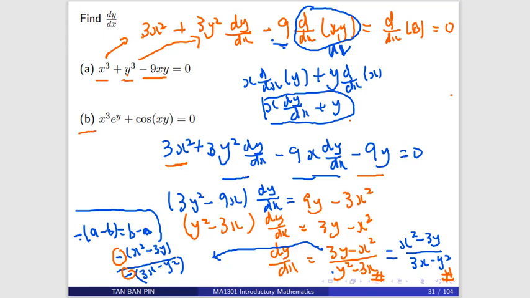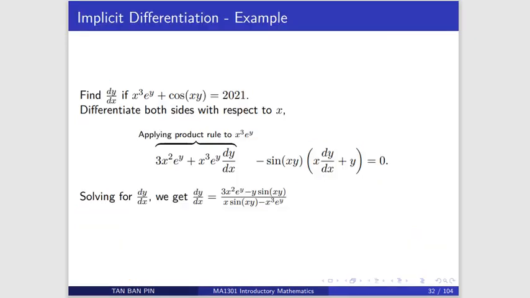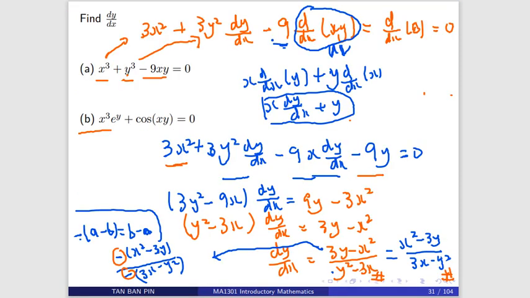Next we're looking at part B. Part B is in the next slide. It's supposed to work out dy/dx. You are given x cubed e power y plus cosine xy equal to 2021. To do that, at first I must mention the right hand side is a constant. So whether you put 0 or you put 2021, it's the same, because if you differentiate both sides with respect to x, differentiating a constant gives you 0. So whether you write 0 or write 2021 at the beginning, it doesn't really matter.